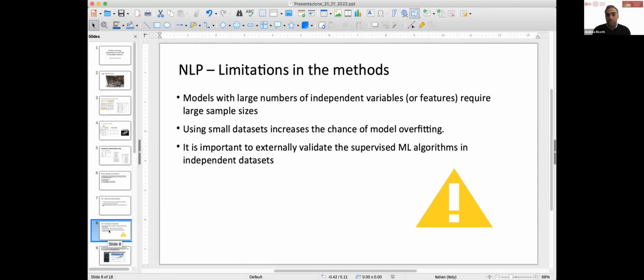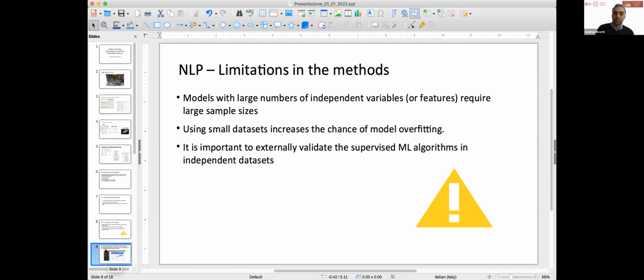The limitation of the methods is that when you have a large number of independent variables, you need a big sample size, a large sample size. And when you have a small data set, the chance of model overfitting is high, and it's important to validate the supervised machine learning algorithms with independent data, which needs more data to do this process.